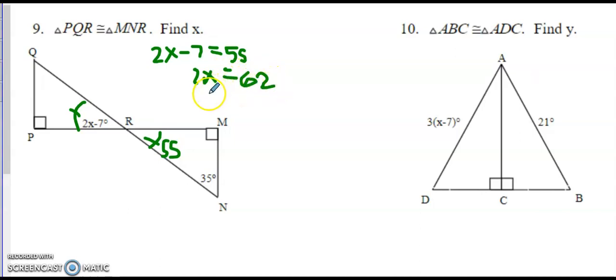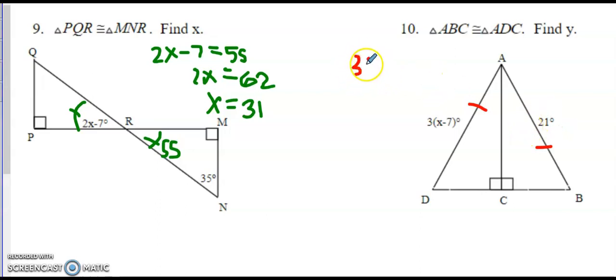And then when you divide by 2, you get x ends up being 31. Okay. In the next problem, we're told that the two triangles are congruent. So AB, for example, its first two letters, is congruent to AD, which is the first two letters. So that means that this expression here has to equal 21.